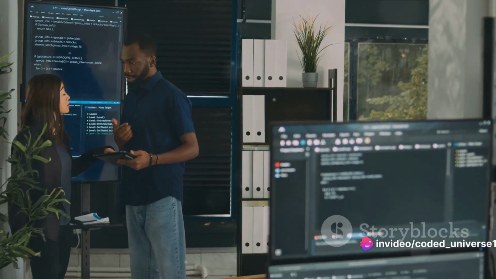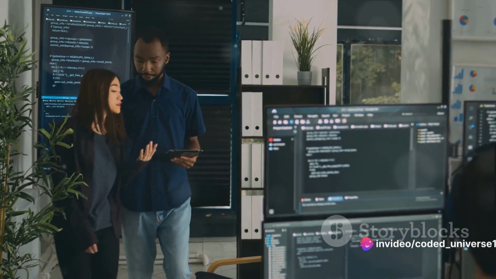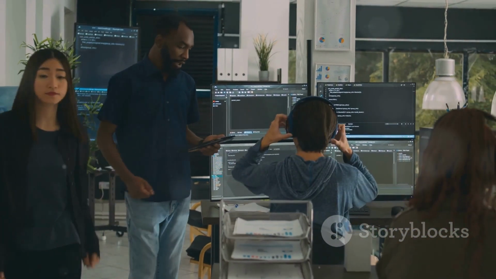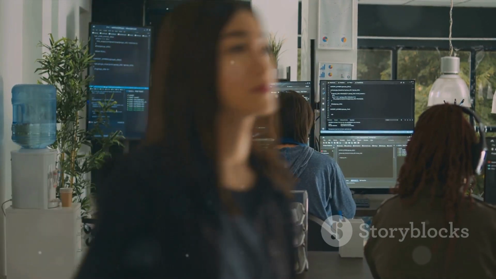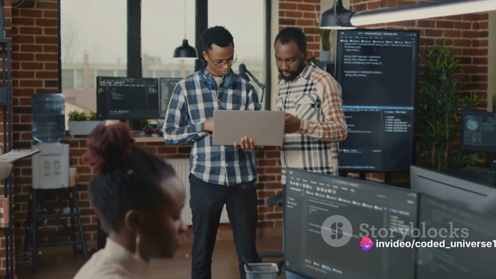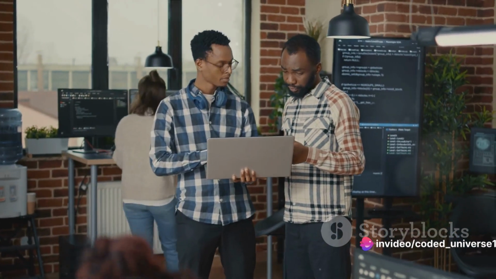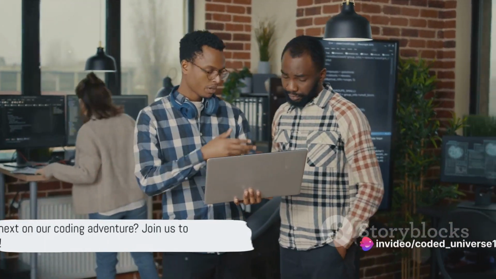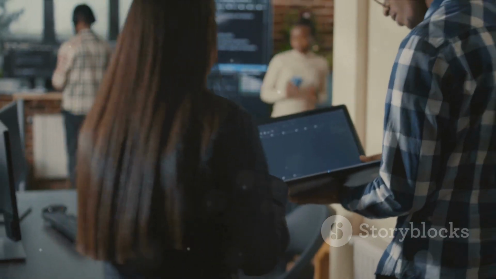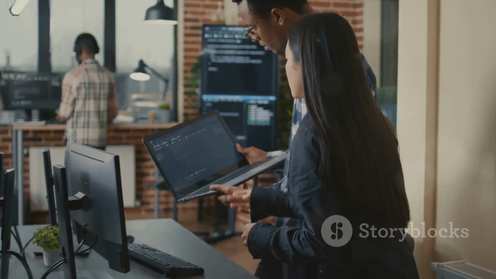Binary trees are not just theoretical concepts confined to textbooks, they are practical tools that programmers use daily, from making decisions to organizing files on a computer. They are an integral part of the coding ecosystem, helping us to solve complex problems with simple, elegant solutions. But our journey in the coded universe is far from over. There are many more programming concepts to explore, many more paths to traverse.